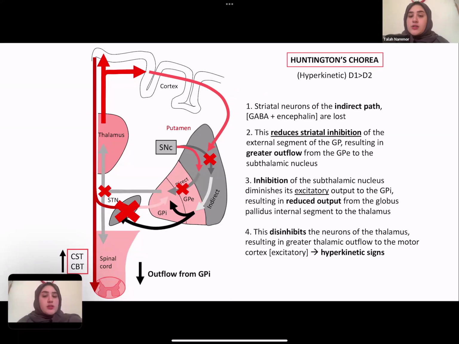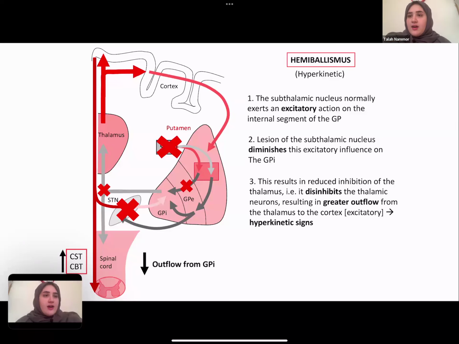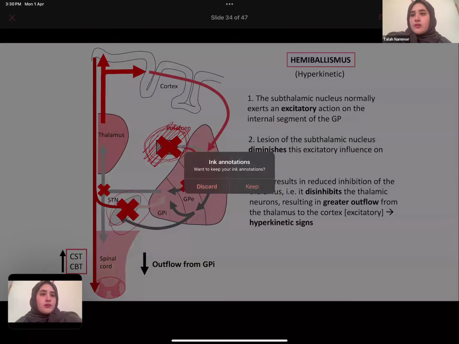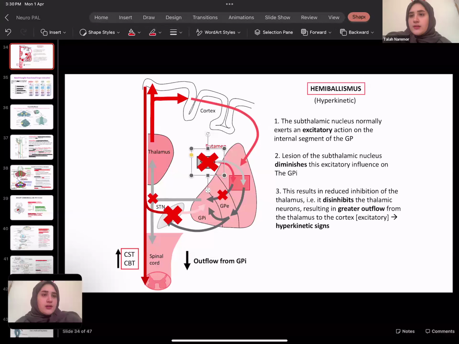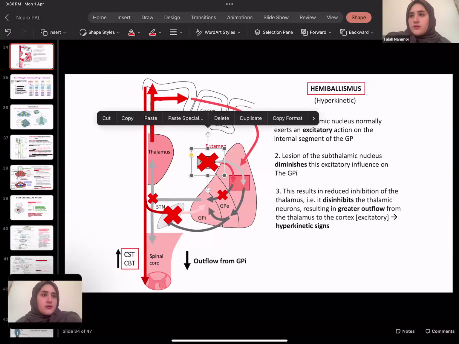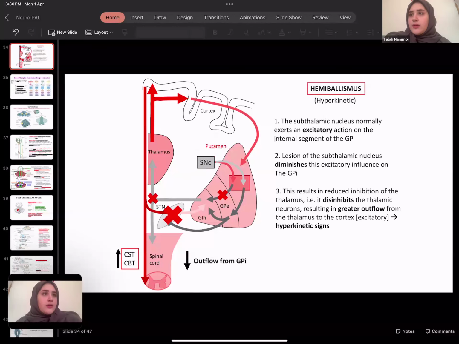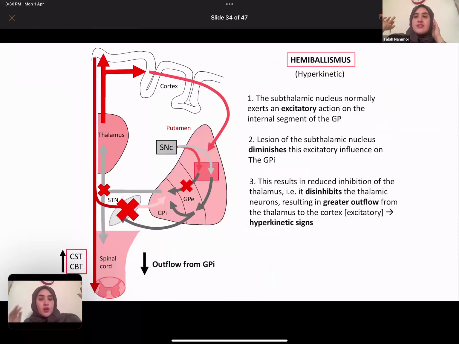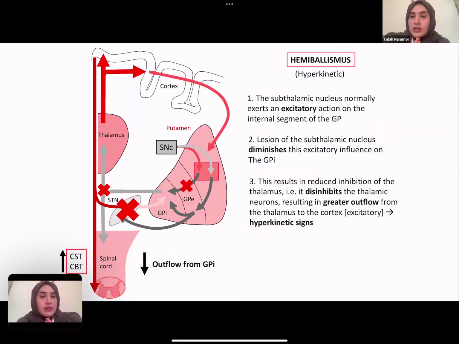Okay, there's a mistake here, guys. The X is not on the Niagara, it's on here, okay? Ignore this X. I'm going to discard it. One second, I'll just remove it. Okay, so we have a subthalamic nuclei lesion.